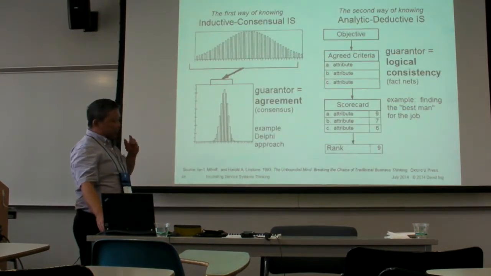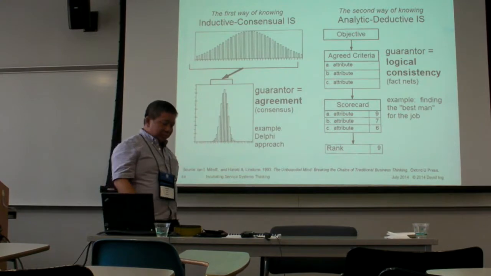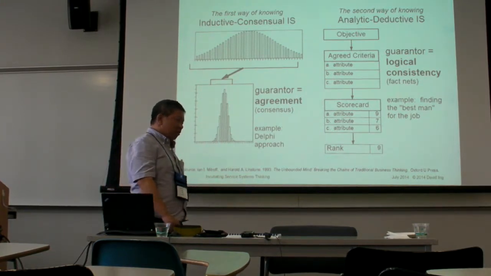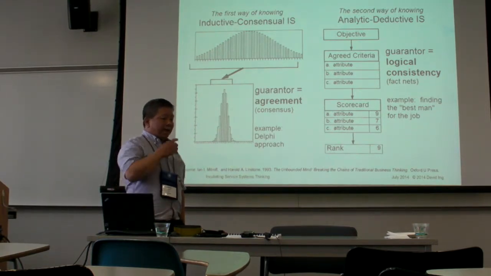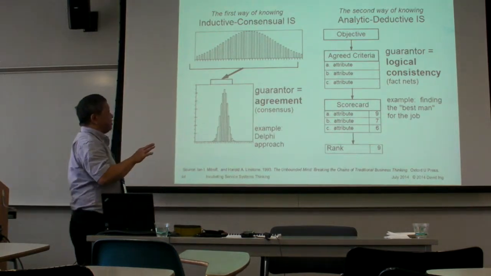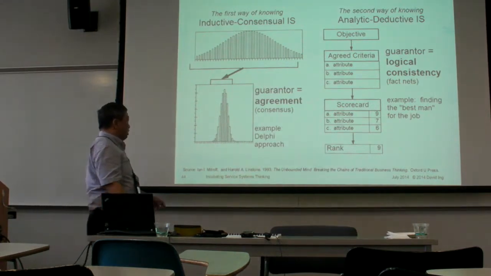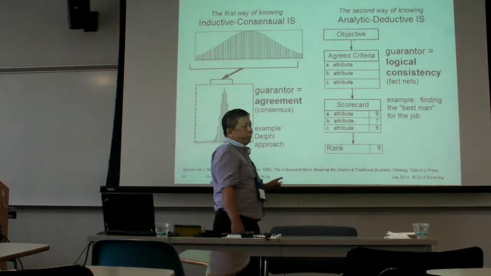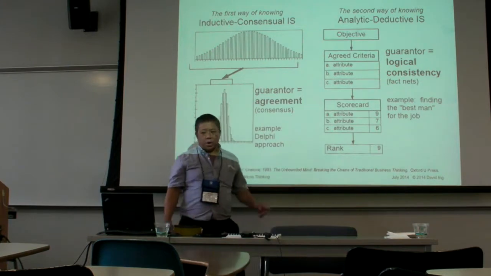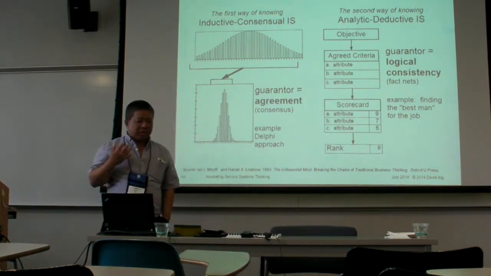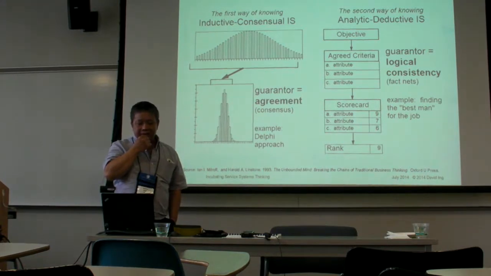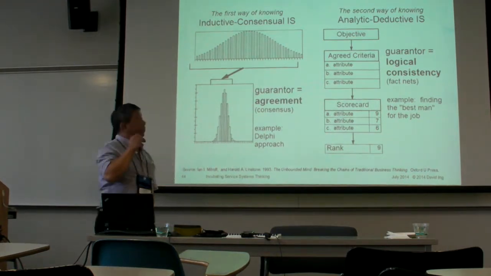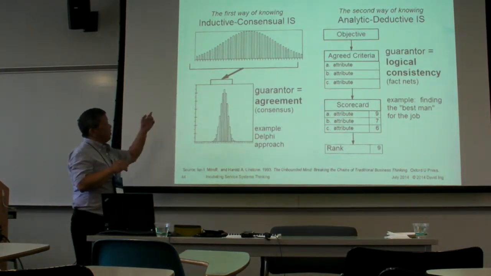Now, the question about how Wiki works now gets down to design of inquiring systems for me, and so there are four ways of knowing. This is Mitroff and Linstone, but it's based off West Churchman's work on the design of inquiring systems. There are five ways of knowing in the designs. And so the first one is inductive consensual.